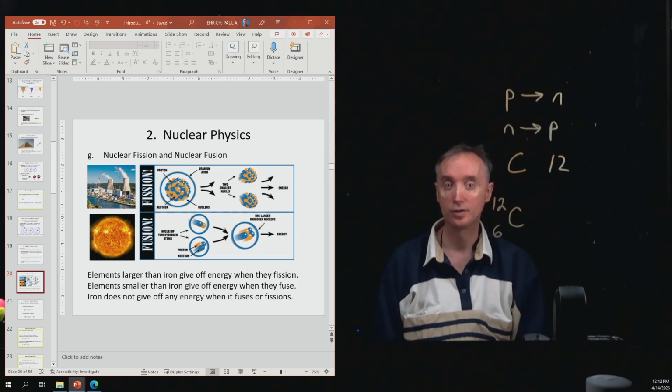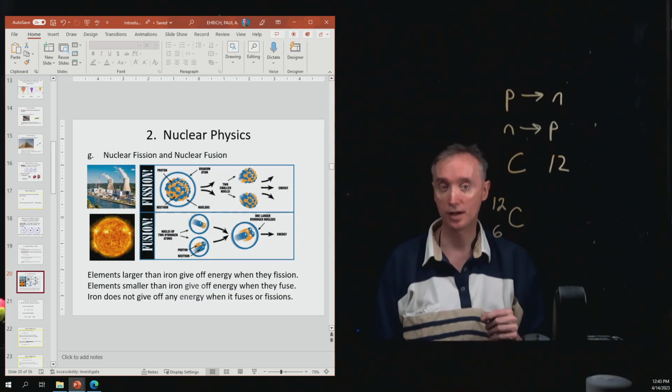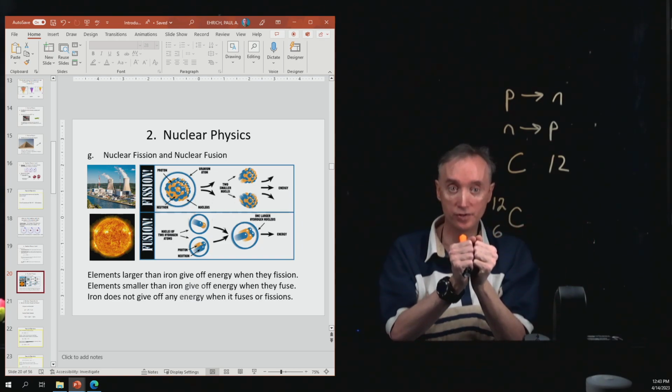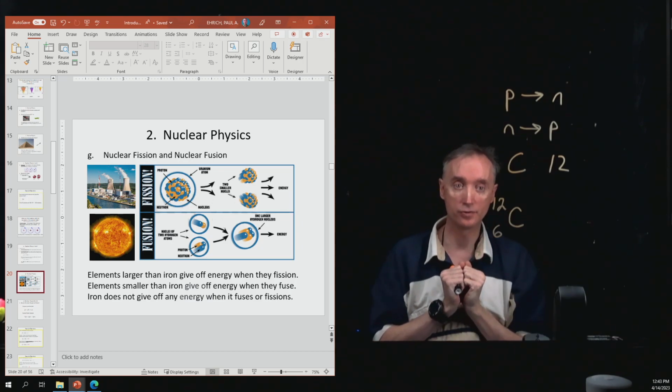So notice that small nuclei undergo nuclear fusion and large nuclei undergo nuclear fission. So what element is not too small and not too big? That turns out to be iron. Iron is going to be larger than hydrogen, and it's going to be smaller than uranium. And the thing about iron is that when you smash iron, you fuse it, it will not give off energy.